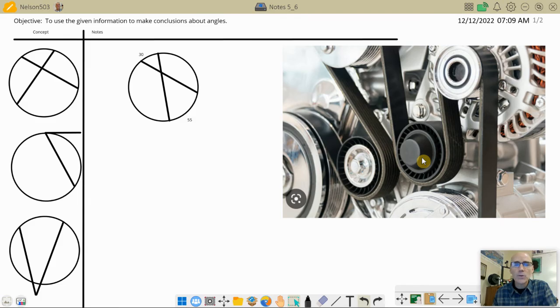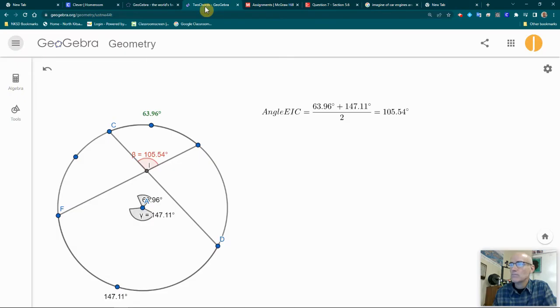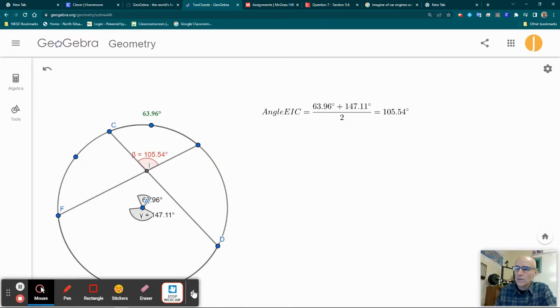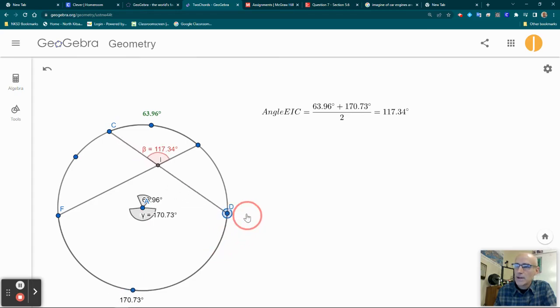All right, now, here's what I did. I made a GeoGebra sketch for you, and I want you to open that GeoGebra sketch up. It looks like this, right? It took me a fair amount of time to get this to work. I was thinking I would do a GeoGebra sketch for the other two concepts, but man, the amount of time it takes me to set this up is crazy.